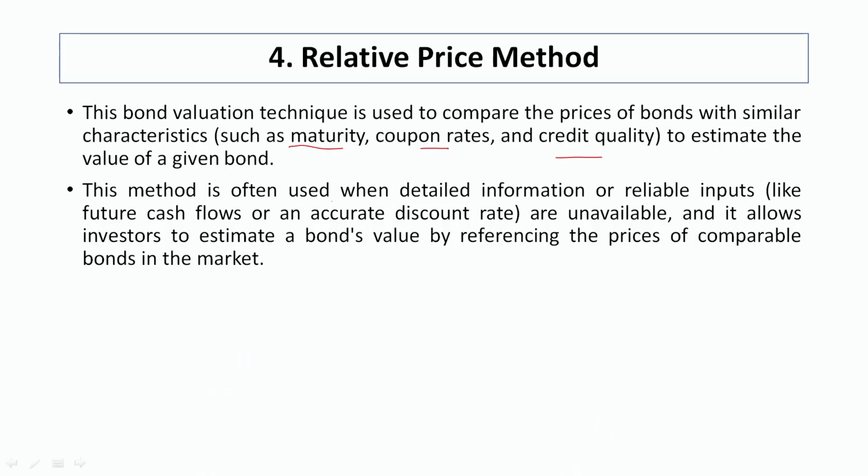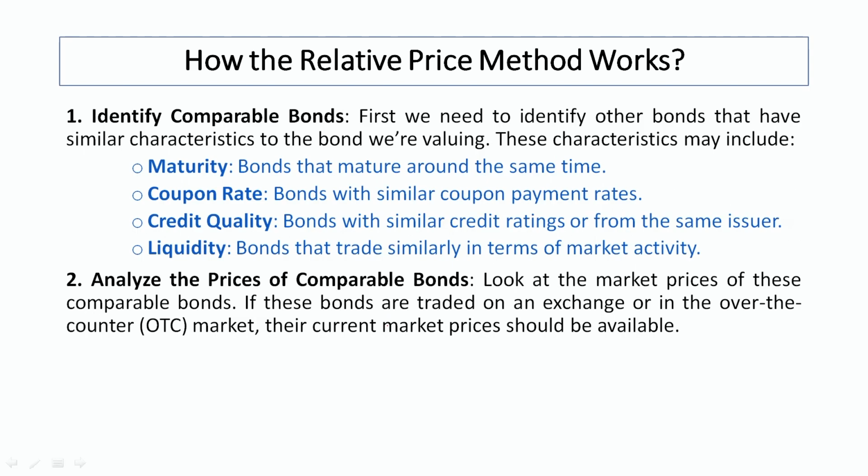This method is often used when detailed information or reliable inputs like future cash flows or an accurate discount rate are not provided to the investor. It allows the investor to estimate bond value by referring to the prices of comparable bonds in the market. So, how are we going to do this? The calculation is very simple.